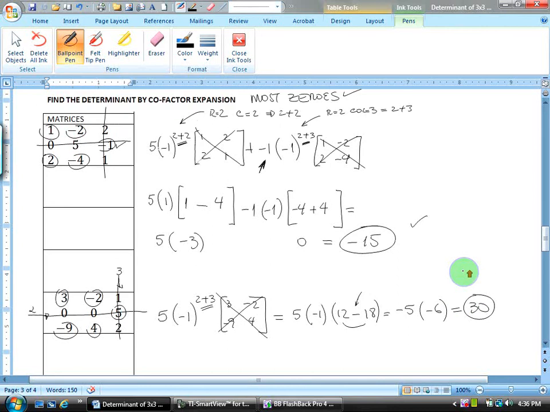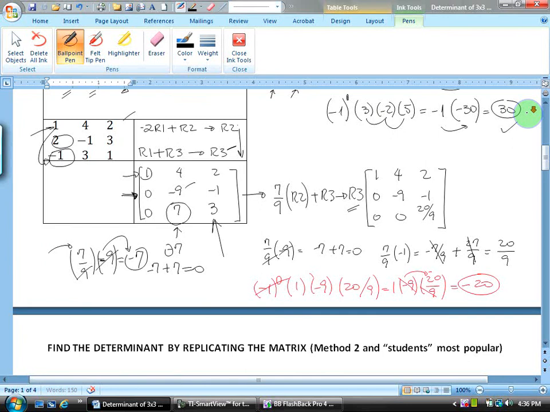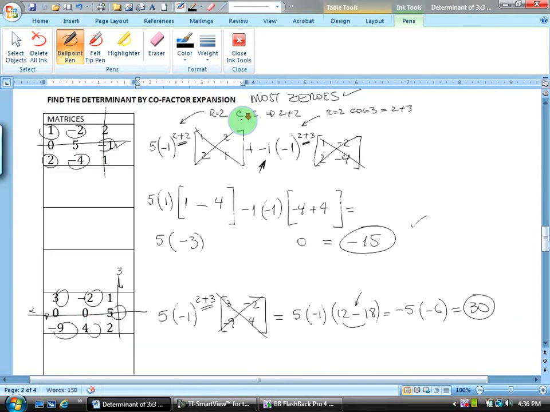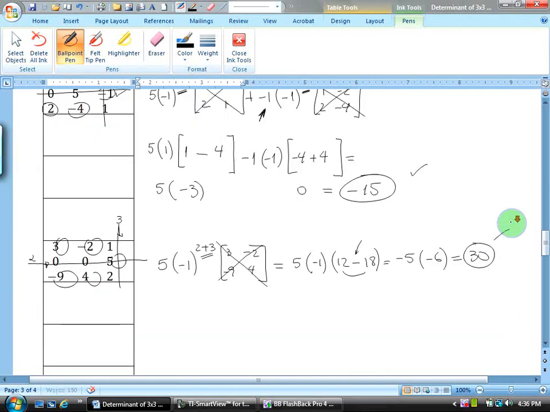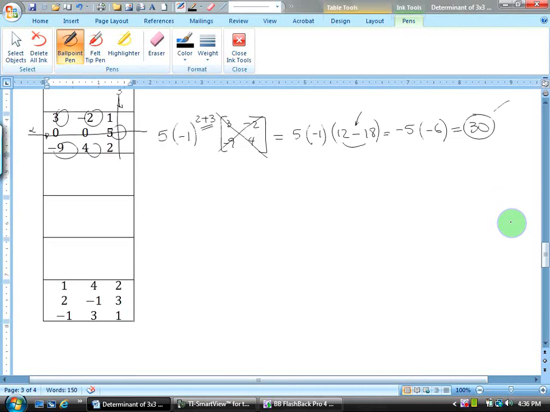So method 1 for matrix B gave us plus 30. Method 2, we didn't do it, but I said you do it and you get 30. And method 3 gave us 30. So now you apply these same ideas to this matrix, and you are going to get determinant of minus 20.